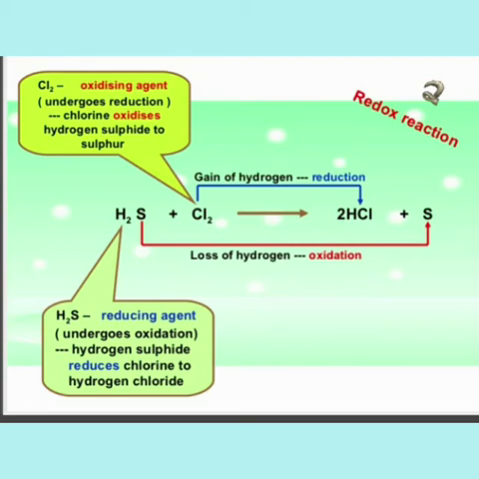Chlorine gas is gaining one atom of hydrogen to form hydrogen chloride, therefore undergoing the reduction process. Here, chlorine is acting as an oxidizing agent. Chlorine oxidizes hydrogen sulfide to sulfur. So it is very clear that chlorine, which is getting reduced, is acting as an oxidizing agent, and hydrogen sulfide, which is getting oxidized, is acting as a reducing agent. Thus, this reaction is a redox reaction where oxidation and reduction are taking place simultaneously.